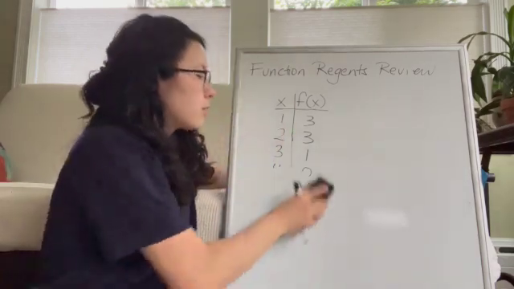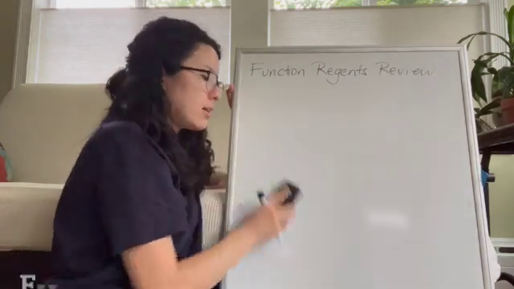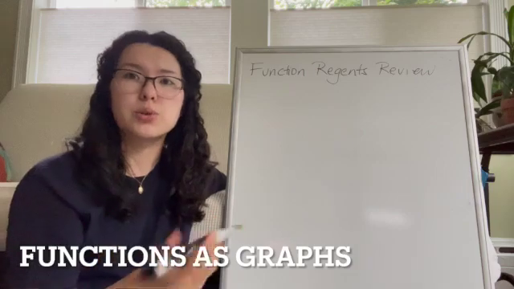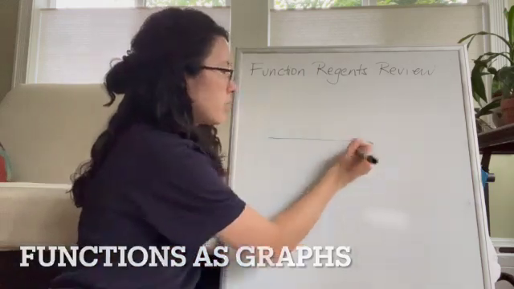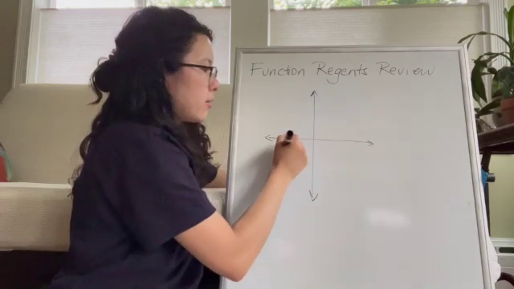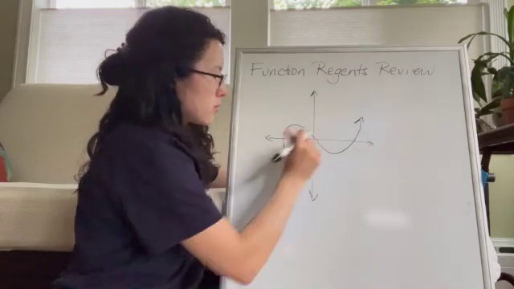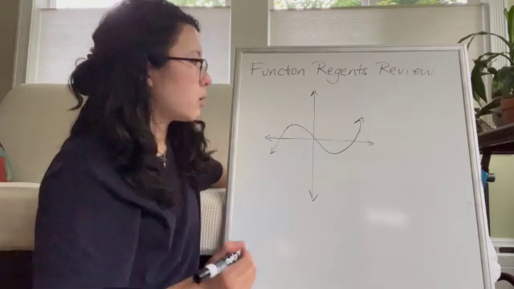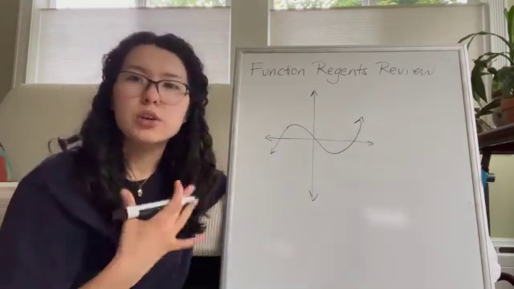Another way you're going to see functions tested is on graphs, and there's a really easy test to tell whether something on a graph is a function or not. So let me show you an example. Say, for instance, on this coordinate plane, we have a function that looks like this. I haven't really sketched it correctly, but it looks something like that. Now, in the future, you'll learn about this function.